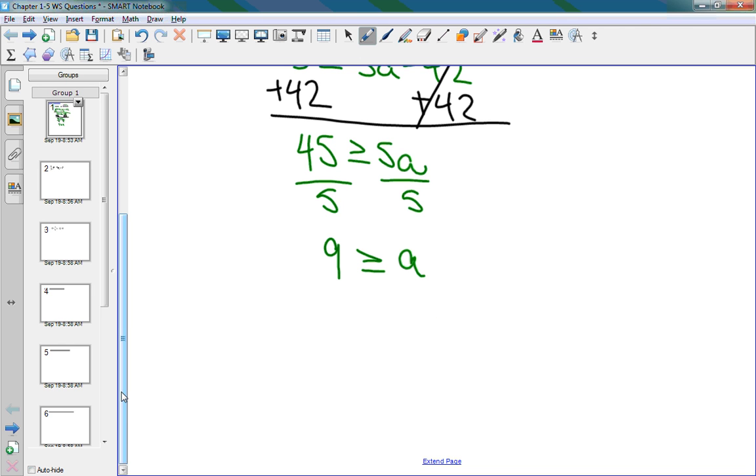Now, many of us are very used to having the variable on the left-hand side, so let's move that over. The arrow is pointing to the a previously, so it's going to point to the a now too, to give me a is less than or equal to 9.